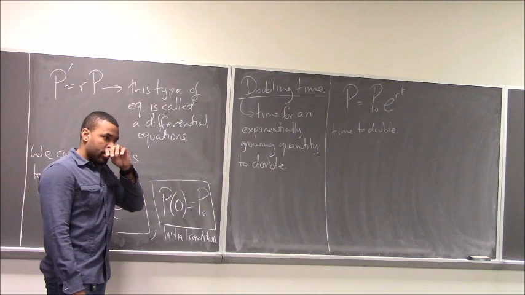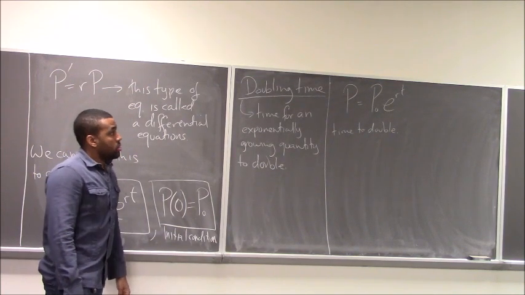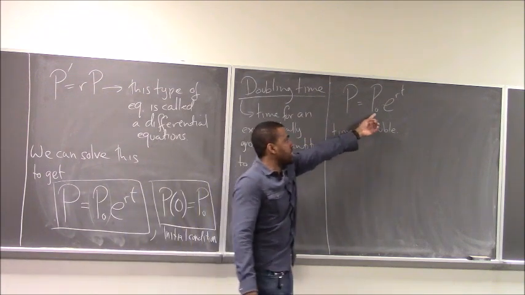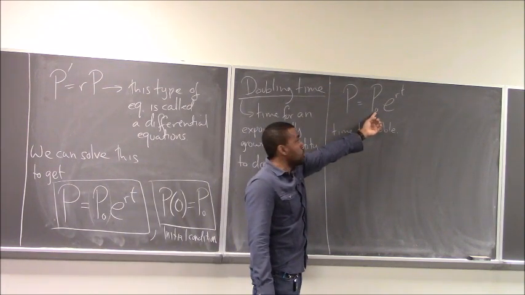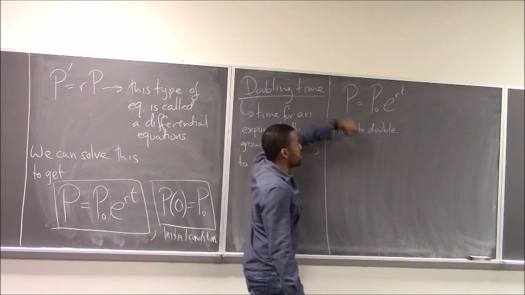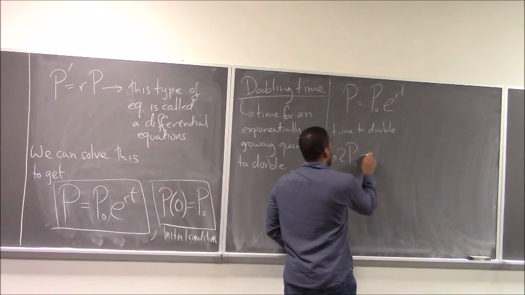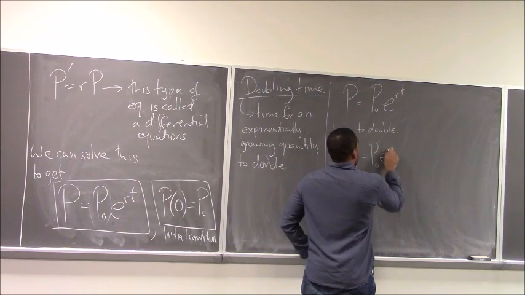Ideas on what we can do? Yeah? Set P on the left side to 2P naught, right. So if I start with P naught, what we need to do is figure out at what time the current amount is equal to double the original amount. So you plug in 2P naught on this side, equals P naught e to the rt on that side.